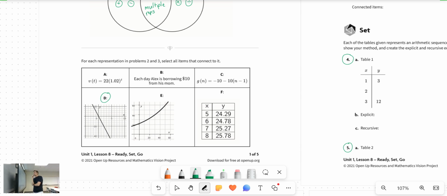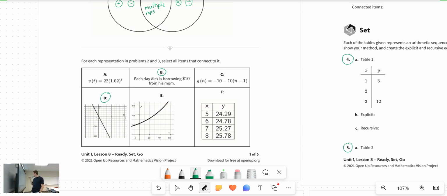A does not look arithmetic at all, right? Because it has this exponent with the t. It's 122 times 1.02 to the t. So that exponent t looks very geometric to me. So that's not going to be it. Each day, Alex is borrowing $10 from his mom. Okay, so he could have taken $10 the first day, $10 the second. So that would make sense. So we'll go with B as well.